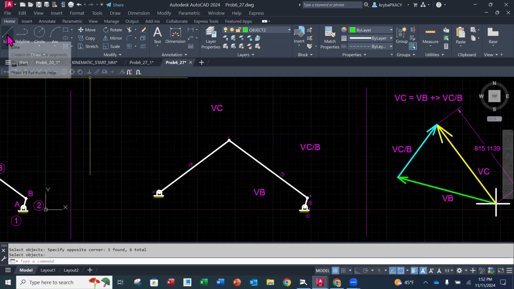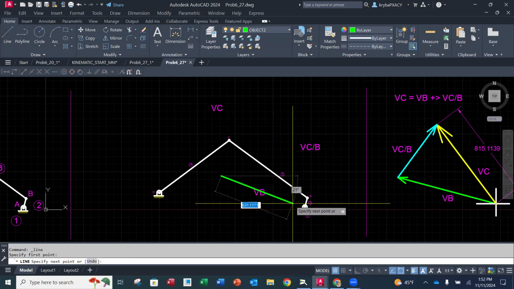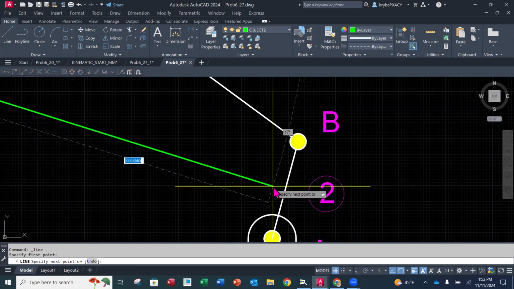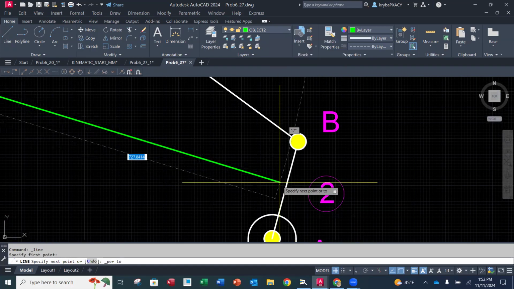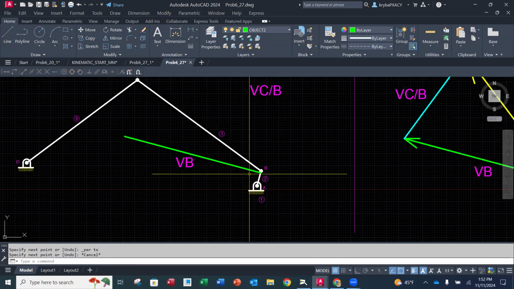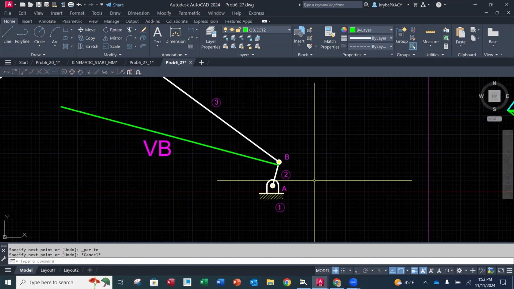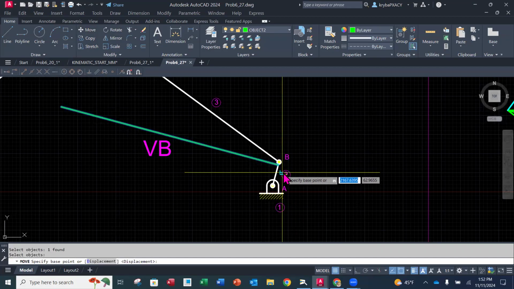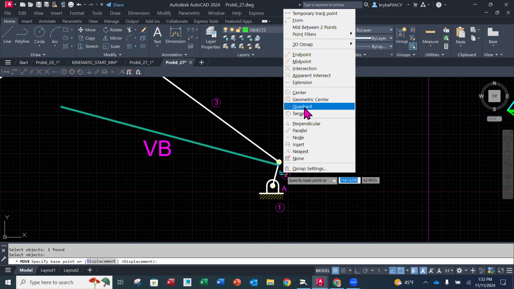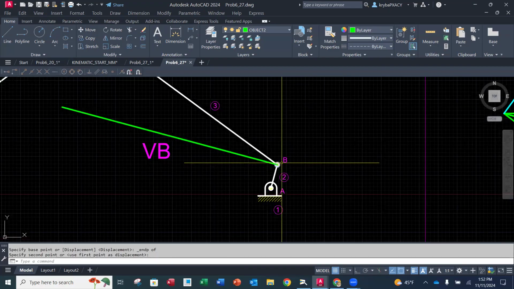So I'm going to draw a random line, and I'm going to start it out here. I'm going to zoom in. I want to be perpendicular, so I'm doing shift right mouse button, and I'm going to be perpendicular to this line right here. Now, if it goes off, that's okay. It'll still make it perpendicular, even if you end up off of the actual link. Then all you want to do is move this line that you just created so that the endpoint is at point B.